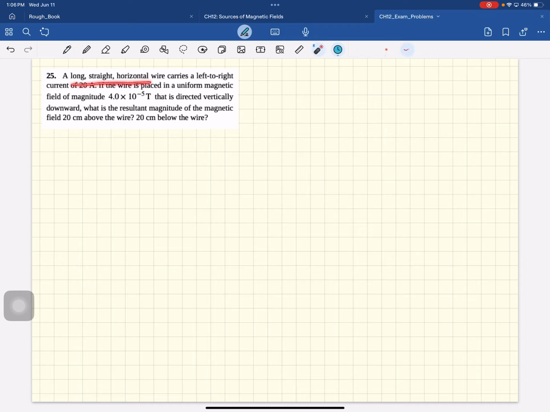A long straight horizontal wire carries a left to right current of 20 amps. If the wire is placed in a uniform magnetic field of magnitude 4 times 10 to the minus 5 tesla, so this is the Earth's magnetic field, that is directed vertically downwards. Where is the Earth's magnetic field directed vertically downwards? At the poles, at the magnetic poles.